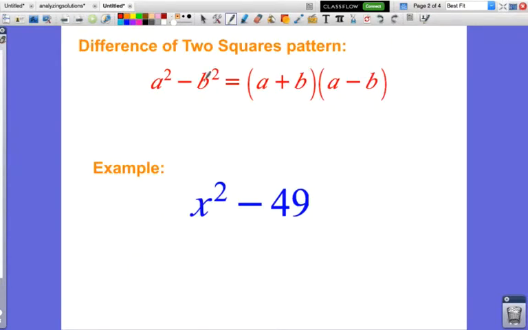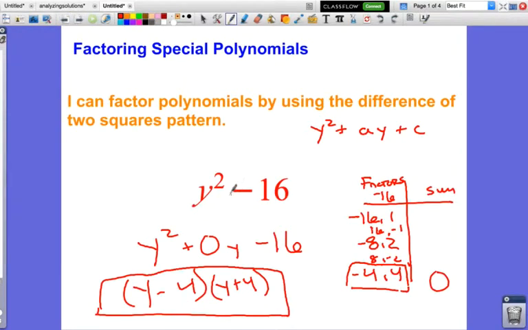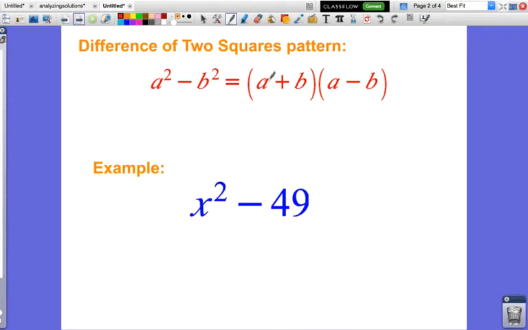So here's the difference of two squares pattern: a squared minus b squared is equal to a plus b times a minus b. Here I have y squared, so there's my a squared, minus b squared, which is 16. I can take the square root of this, since 16 is equivalent to 4 squared. So I have a squared minus b squared, and I take my a plus and minus whatever b was. This can be backwards; it doesn't matter where your sign is.